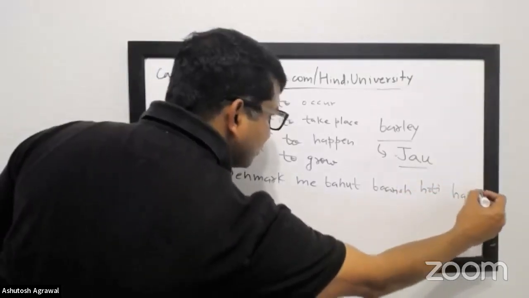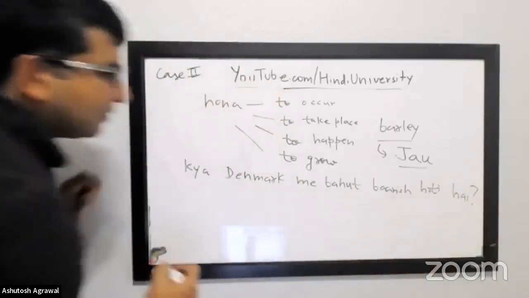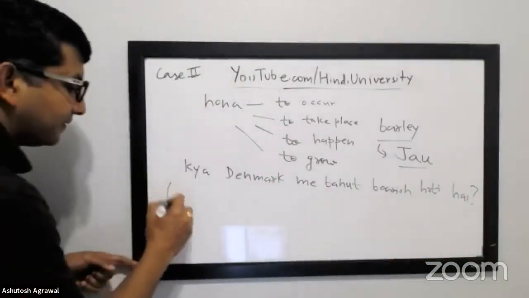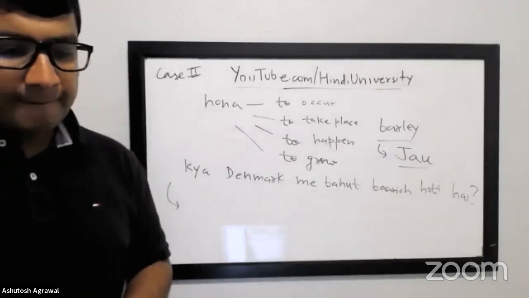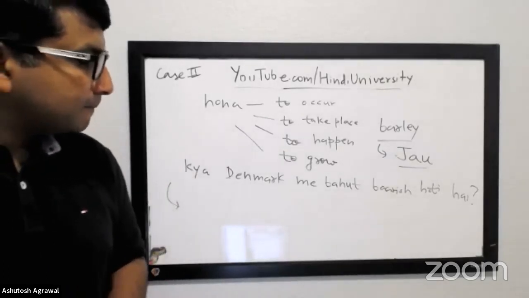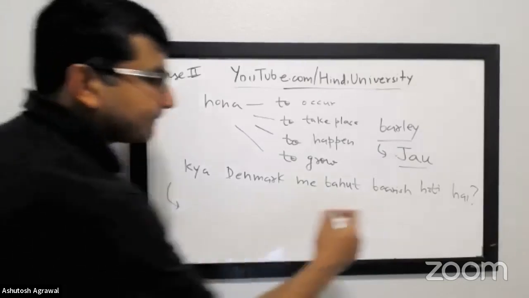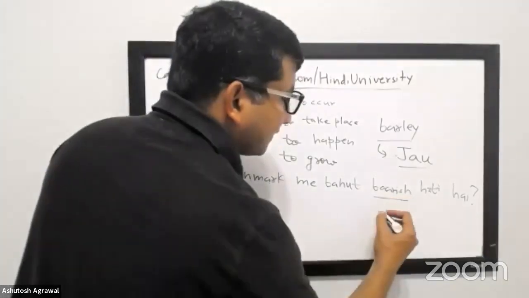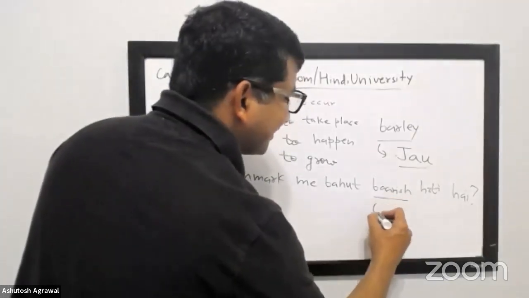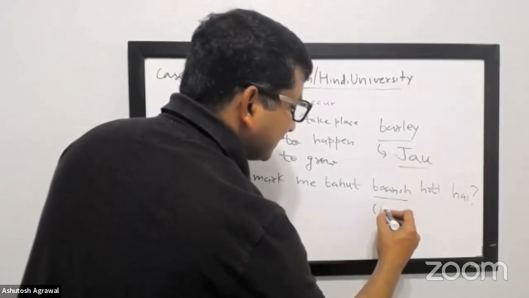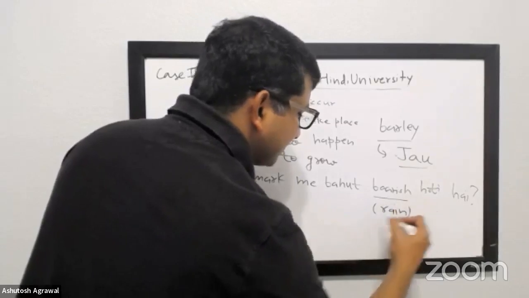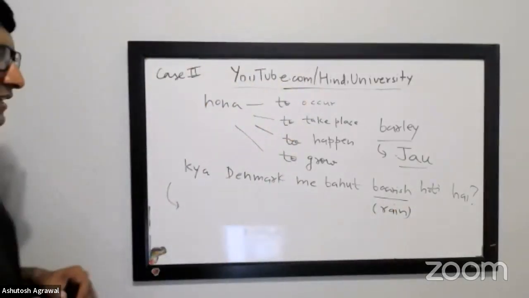What am I asking you? क्या डेनमार्क में बहुत बारिश होती है? What is बारिश? You're still asking me? Yes, I'm still asking you. बारिश अंग्रेजी में rain है. Okay, very good. So what is the question? क्या डेनमार्क में बहुत बारिश होती है?